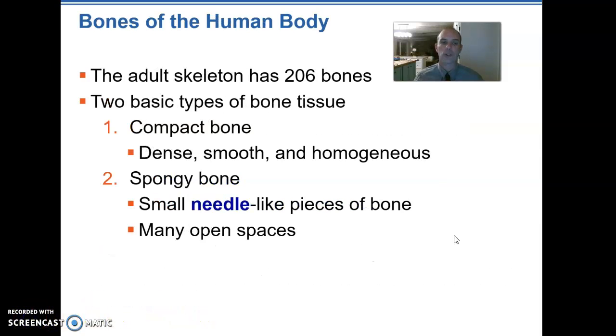So a little bit more about bones of the human body. The adult skeleton is 206 bones, and many of you already know that. We reviewed that first day of class, actually. That was our question of the day. How many bones were there in the human body? And many of you knew it was 206, so good job. Two basic types of bone tissue.